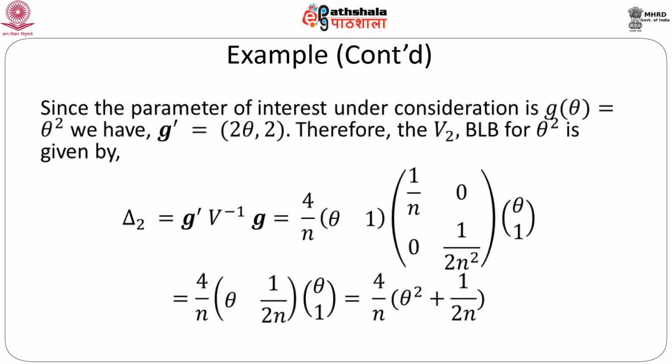Since the parameter of interest under consideration is g theta equal to theta square, we have g prime vector is equal to 2 theta comma 2. Therefore, the Bhattacharya lower bound of order 2 for theta square is given by delta 2 equals g prime V2 inverse g, which is equal to 4 by n into theta square plus 1 by 2n, which is equal to 4 theta square by n plus 2 by n square.